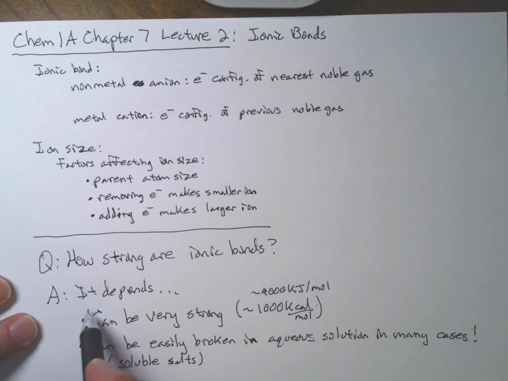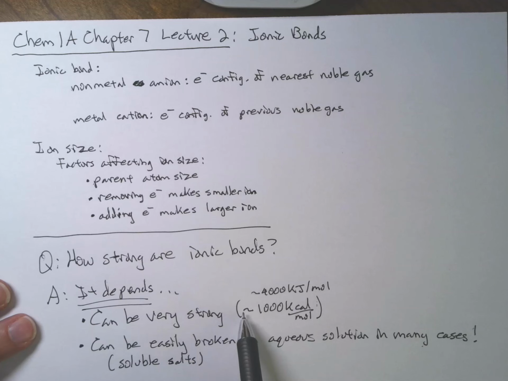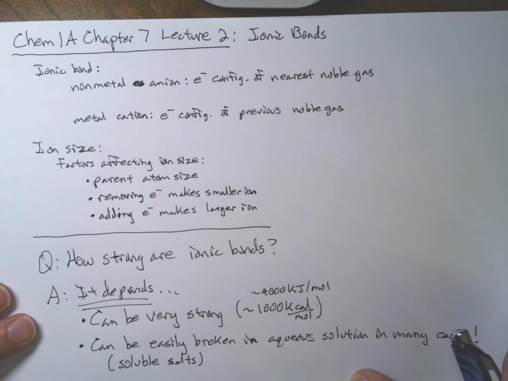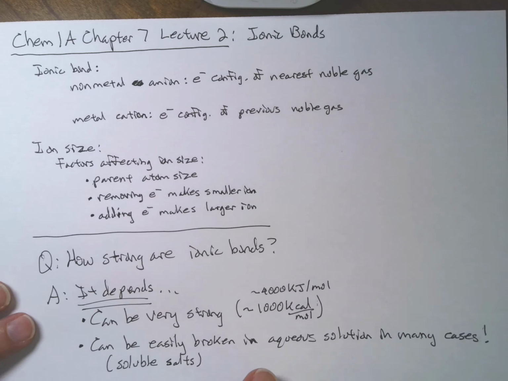So the "it depends" is something to really think about. Ionic bonds can be very, very strong, but they can also be easily broken in aqueous solution. Like magnesium chloride will have strong bonds, 1,000 or more kilojoules per mole, and yet magnesium chloride is soluble. So you can't always tell based on the strength of the ionic bond whether or not it's soluble. There are other factors going on. So let's take a look then at how we quantify ionic bond strength.